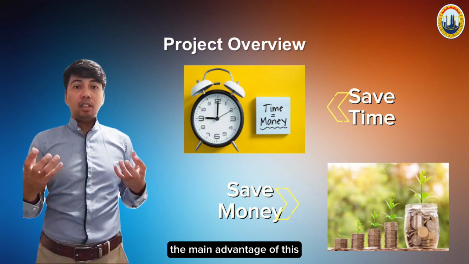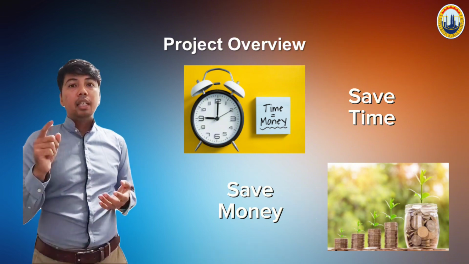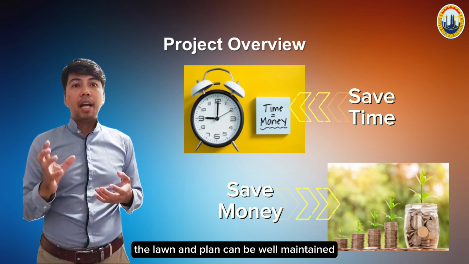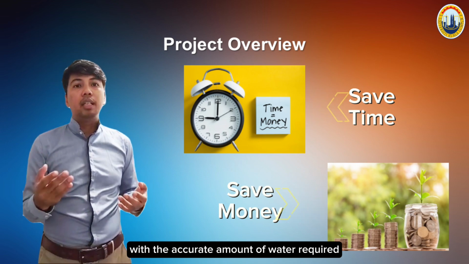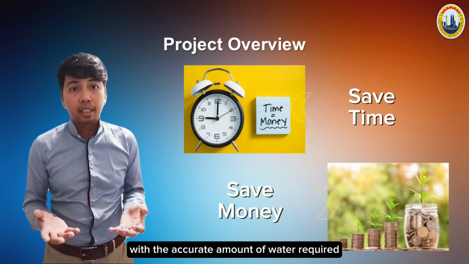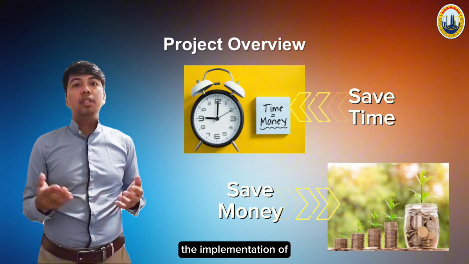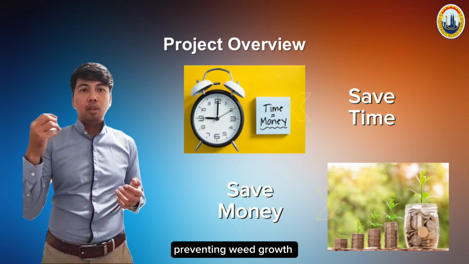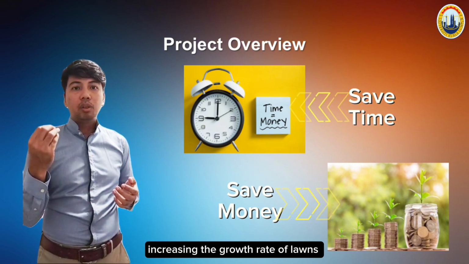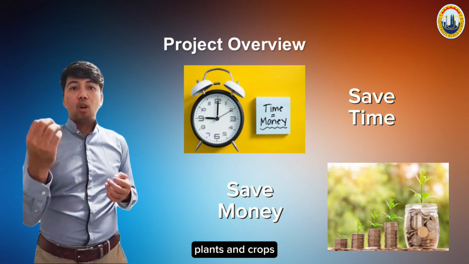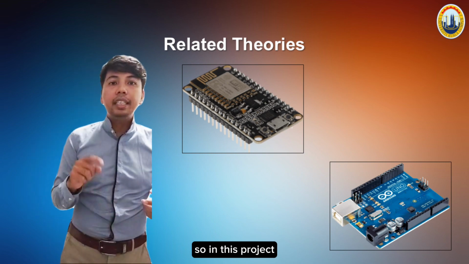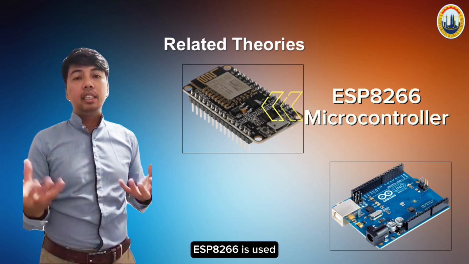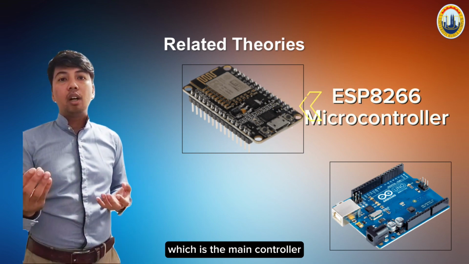The main advantage of the smart irrigation system is the lawn and the plant can be well maintained with the accurate amount of water required. The implementation of the irrigation system will help minimize the usage of water, and then the plants will grow, increasing the growth rate of lawns, plants and the crops. So in this project, ESP8266 is used, which is the main controller of the whole process.